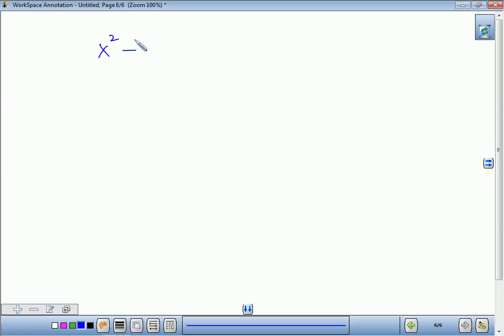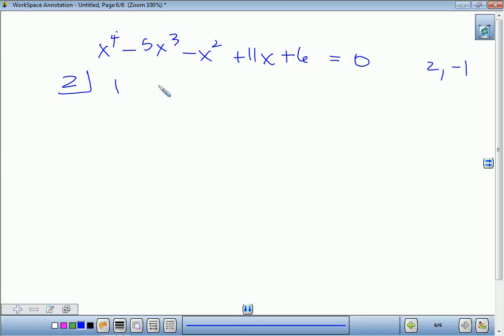25a is x to the fourth minus 5x cubed minus x squared plus 11x plus 6 equals 0. Now, we could list all the possible rational roots, but let's look at the calculator. And if you look at the calculator, you'll see it crosses at 2 and at negative 1. And then it crosses 2 more times, but it's not pretty. It's not an integer. So we would do synthetic division with 2, 1, negative 5, negative 1, 11, 6. And then do synthetic division with negative 1 with this answer.